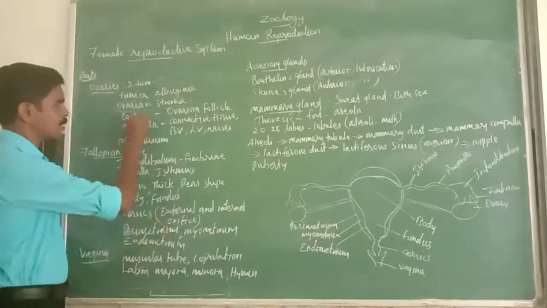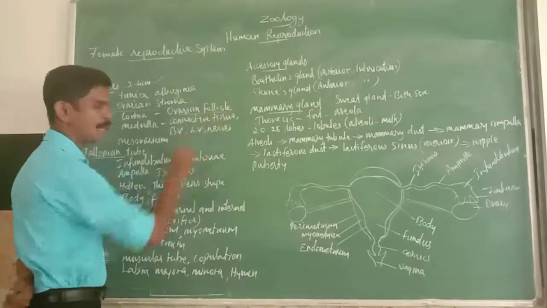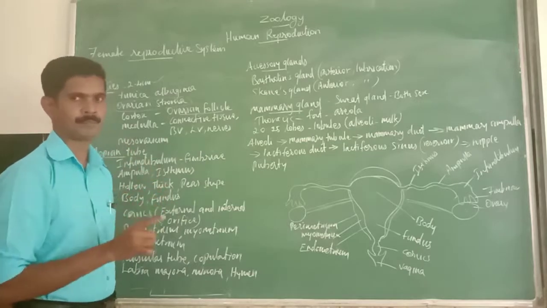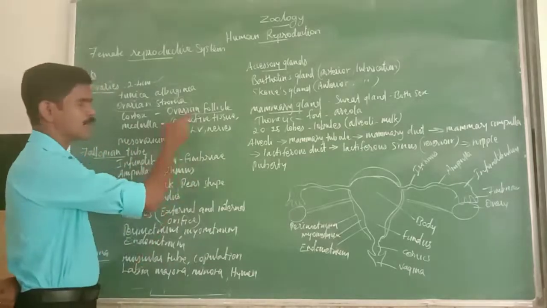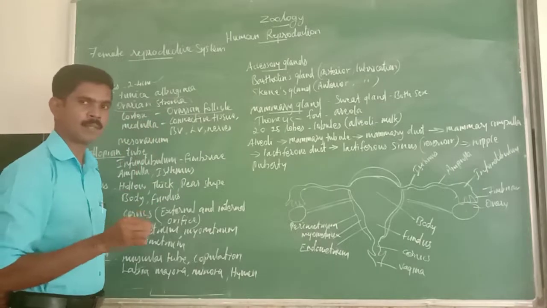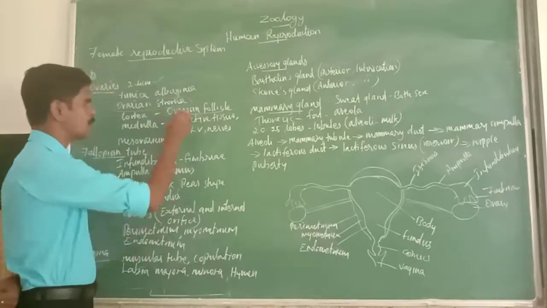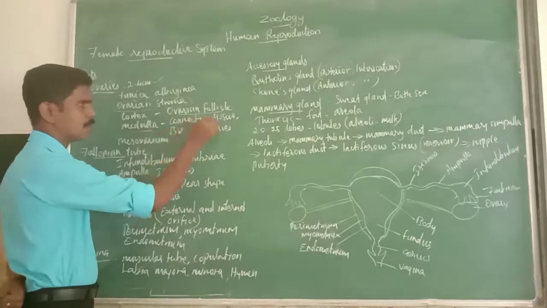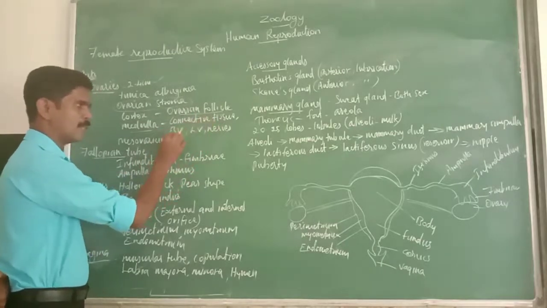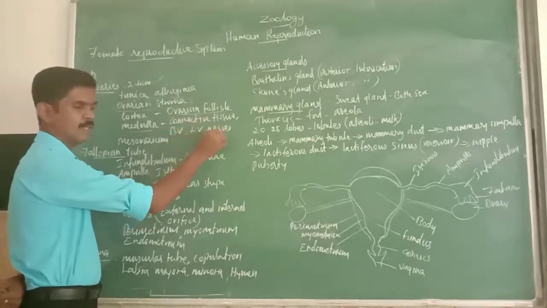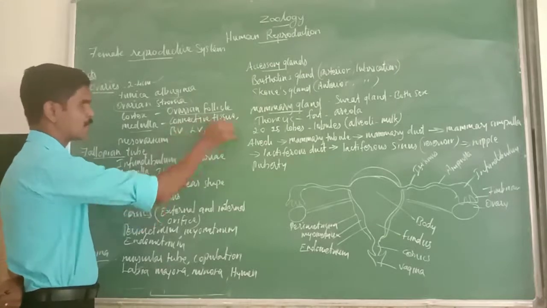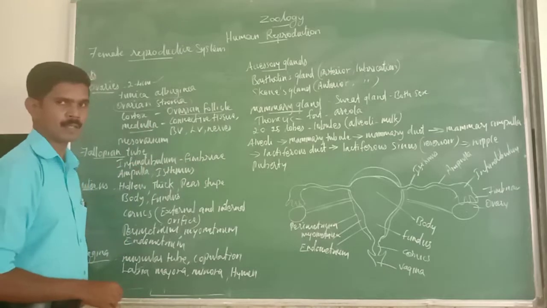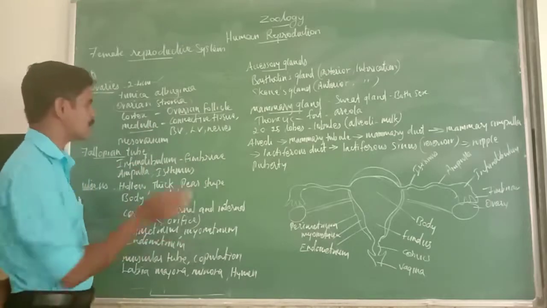The cortex region consists of a large number of ovarian follicles, which play a very important role in the formation of the ovum. So ovarian follicles are very important for the development of the ovum or egg. The medulla region consists of more connective tissue, blood vessels, lymphatic vessels and nerves. These parts are present in the medulla region or connected with the medulla region. Hope you all understood this point.